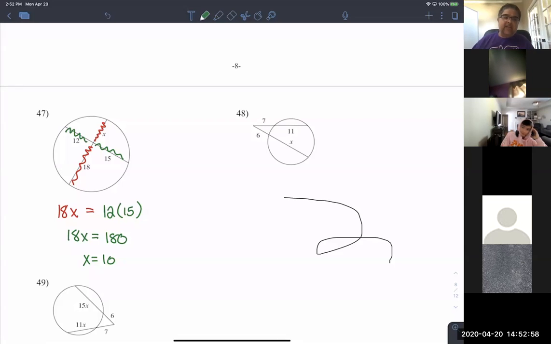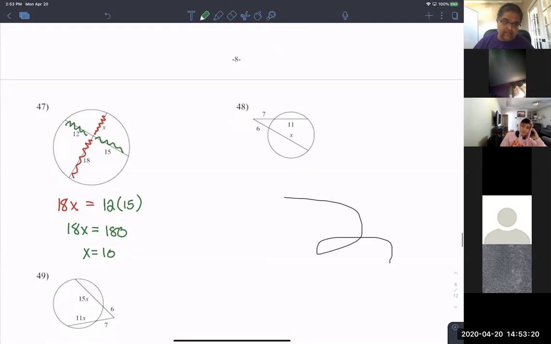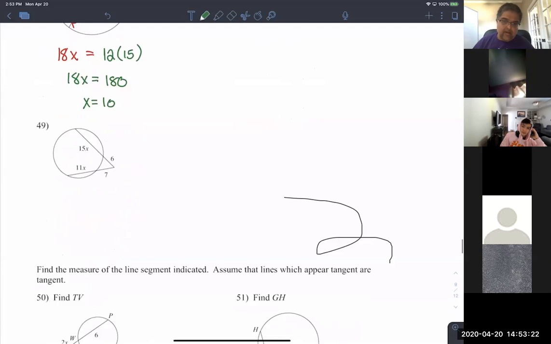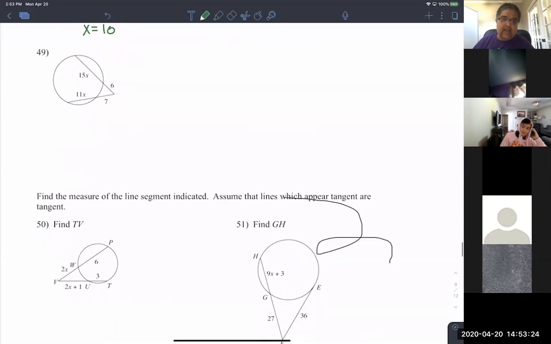So does everyone see the difference between the previous problem and this problem? In the previous problem, it was the piece times the whole equals the piece times the whole. Here, it's piece times piece equals piece times piece. And the reason for that is because of where the lines intersect. If it's on the inside, it's piece times piece. If it's on the outside, it's piece times whole.